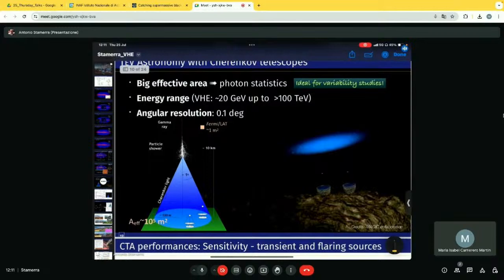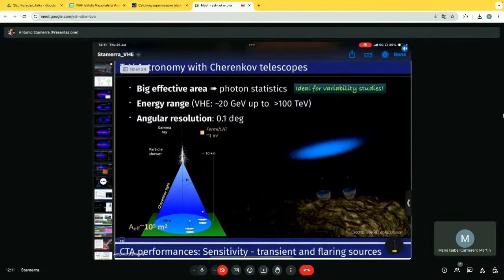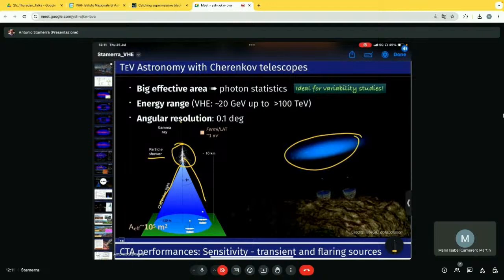And now, in the next two slides, I give you just an idea of what TeV astronomy with Cherenkov telescopes is, so how we detect very high energy photons. The scheme is quite simple. We have the gamma ray impact in the atmosphere, and the particle shower, which produces a dim light, Cherenkov light, that you can see also represented here. This is a video, but okay, this is just enough to understand how it works.